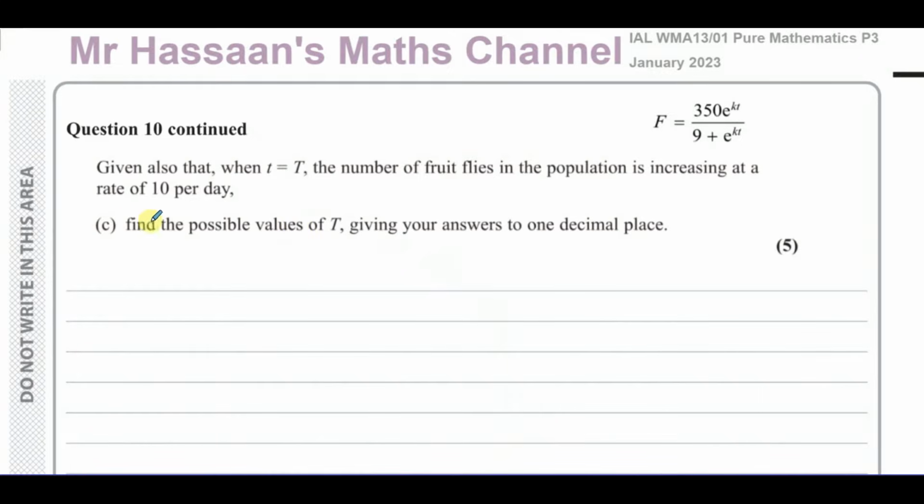Now we're going to go on to part C. Question 10 part C says, given also that when t equals capital T, the number of fruit flies in the population is increasing at a rate of 10 per day, find the possible values of capital T, giving your answers to one decimal place.